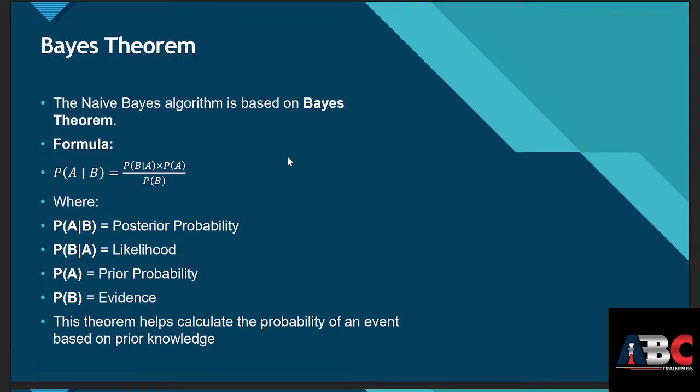Evidence, P(B). The evidence represents the probability of observing the data regardless of the class. In the spam example, P(B) means the probability that an email contains certain words like free or offer, whether the email is spam or not spam. Evidence acts as a normalizing factor to ensure the probability values remain valid.